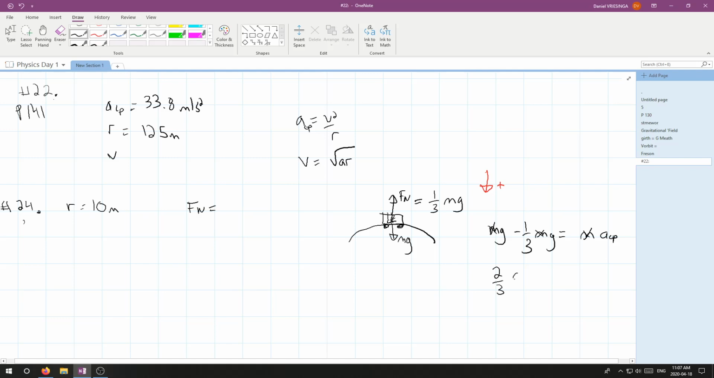So I got g minus 1/3 g. That is 2/3 g, if you know how to subtract fractions. And that's going to equal your acceleration. Centripetal acceleration is just v squared over r. I'm going to bring this r up. I'm actually trying to solve for v in question 24. So I get 2/3 g r equals v squared, or the square root of 2/3 g times r equals v. And you can figure out what that velocity needs to be. All right, great. That is question 24.